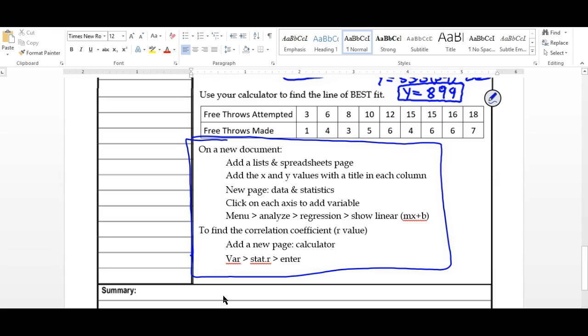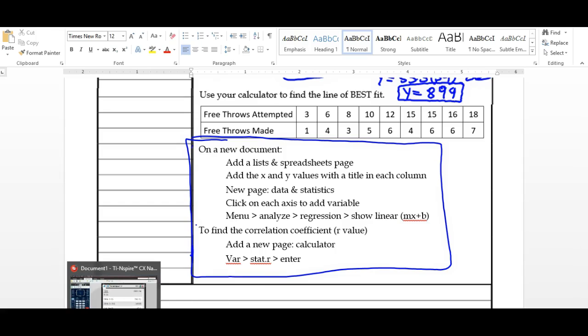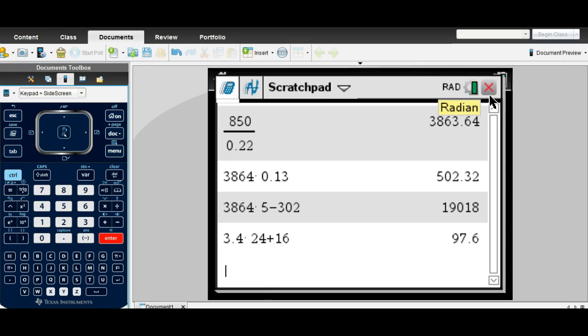If you have them with you, I will let you use them on the test. This is a hard process to memorize, so bring your notes. You can use them on the test. I'm going to pull up my calculator and walk through this process.